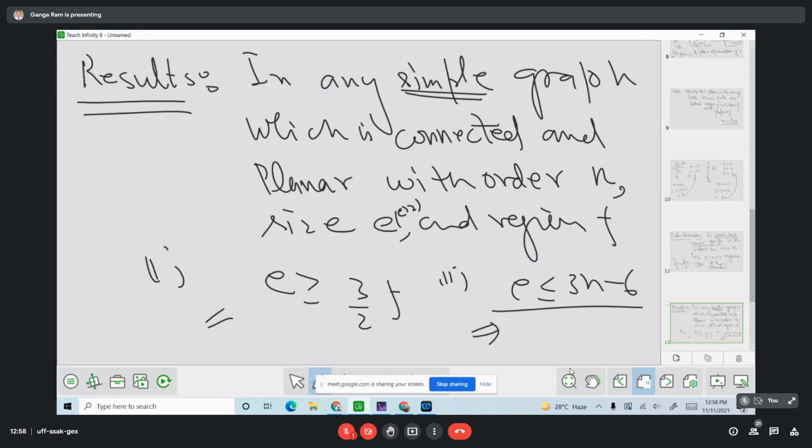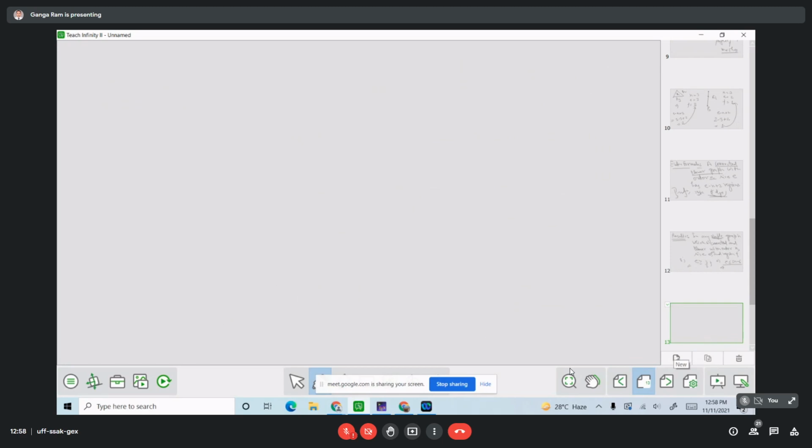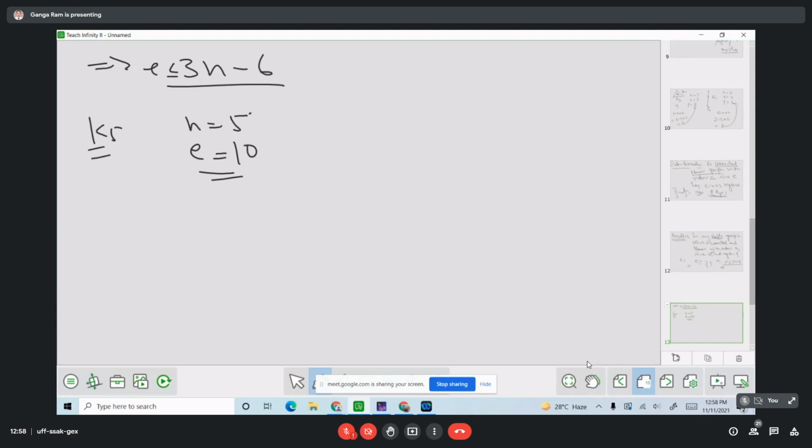Now I'm writing the condition once again: 3n minus 6. I take K5. N is 5, E is 10, and it satisfies this inequality.